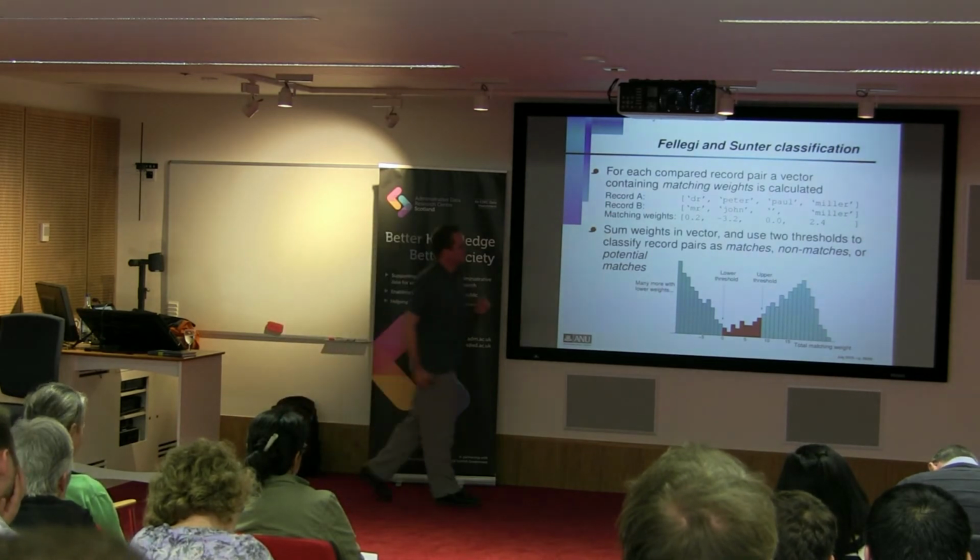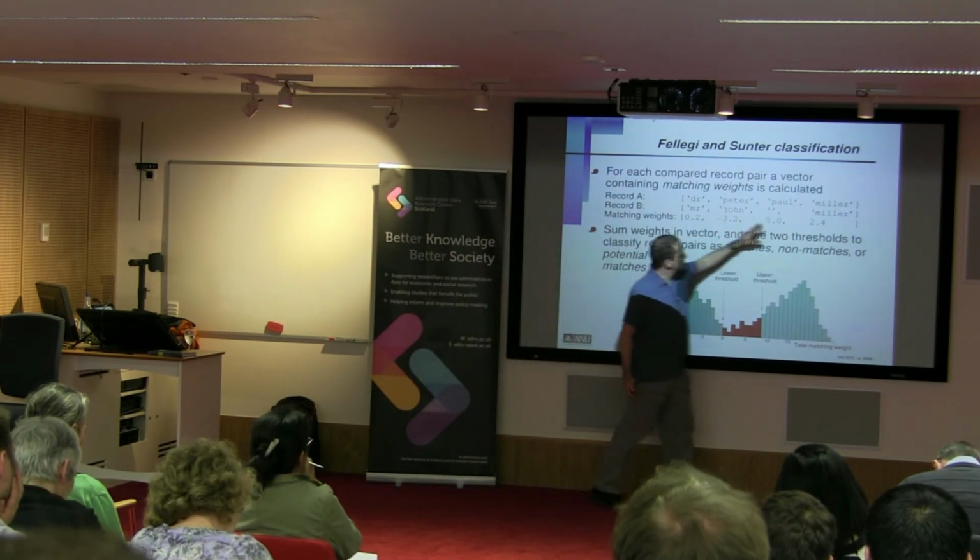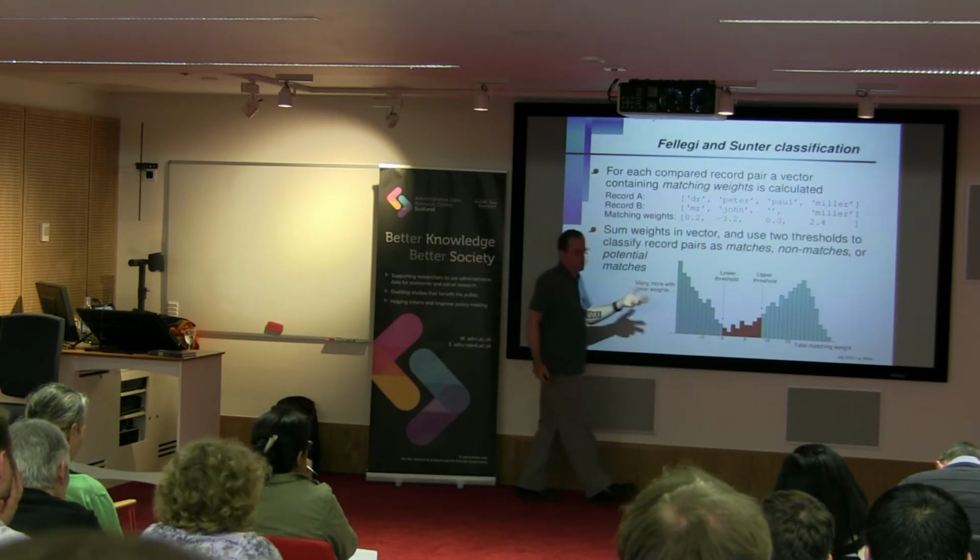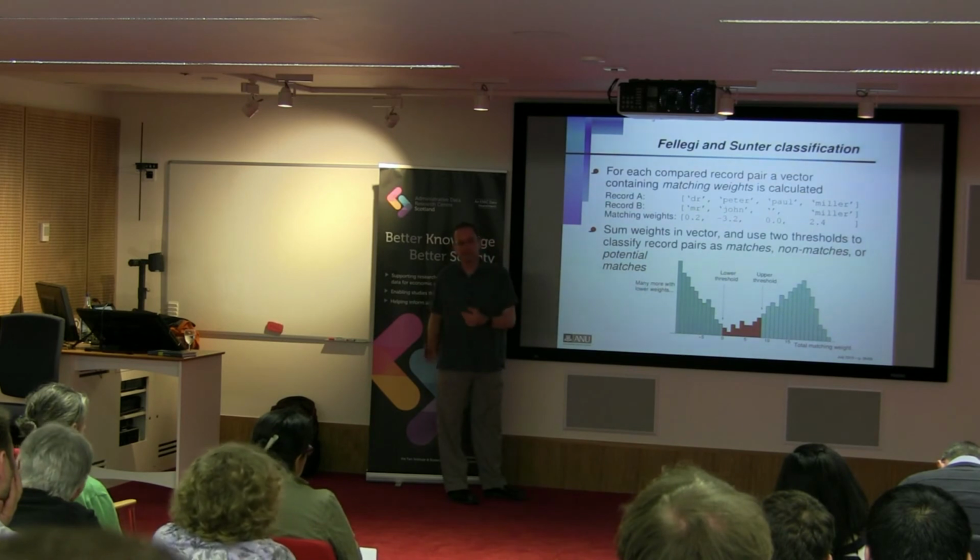Okay. So the question is now, how do we get these from the simple string similarities? How do we get these matching weights?